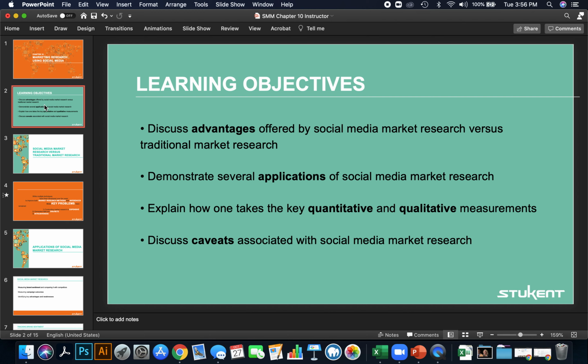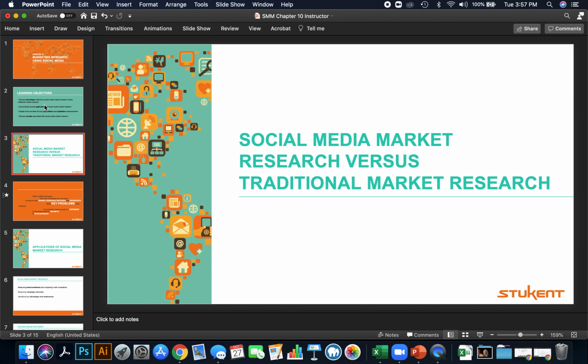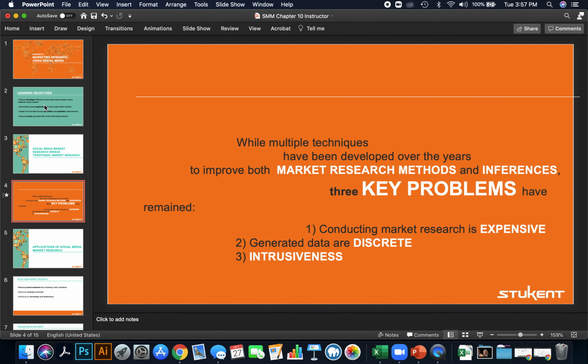So in today's chapter, we're going to discuss the advantages offered by social media market research versus traditional market research, demonstrate several applications of social media market research, explain how one takes the key quantitative and qualitative measurements, and discuss the caveats associated with social media market research. So let's get started. So, social media market research versus traditional market research.